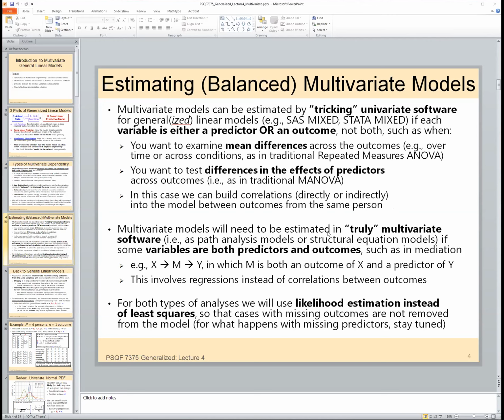Where it gets tricky then is the second part here, multivariate models that must be instead estimated using truly multivariate software. I make that distinction, meaning we're not just tricking univariate, but the software has to allow multiple columns of outcomes, because in these models, a given variable may need to be both a predictor with respect to certain outcomes and an outcome with respect to other variables.